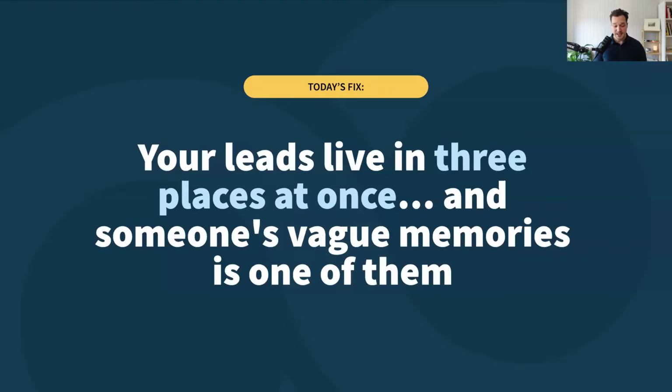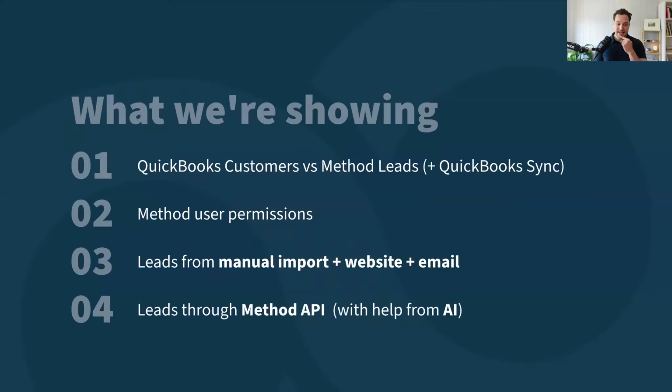There are a lot of intricacies and different things that you've got to think about as you're fixing this. If we flip over to the agenda, we'll talk quickly about the difference between customers in QuickBooks and leads in Method and how those two connect, and the nuances around the QuickBooks sync. We're going to focus a little bit on the Method user permissions. That's really important when you're managing an operation, you want to make sure that the leads are being piped correctly and people are seeing the right things and not seeing the things that they're not supposed to see.